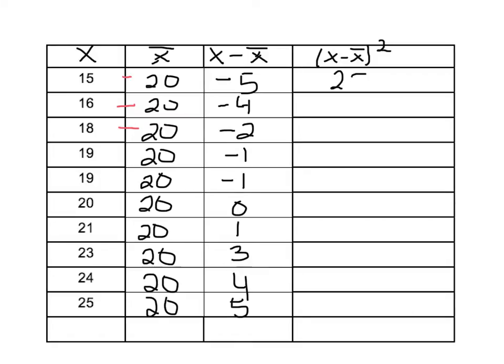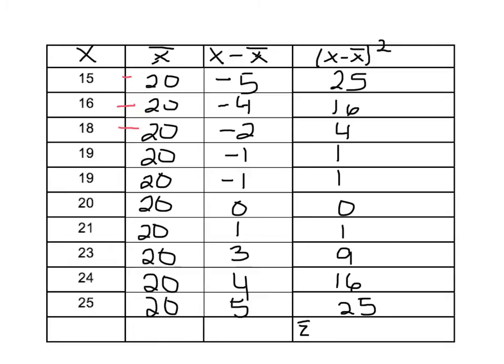And then I'm going to square the number that is here, the x minus the mean. So negative 5 squared is 25, negative 4 squared is 16, negative 2 squared is 4, and so on. And we continue down until we get to the bottom. So all of these will end up being positive numbers, which will allow you to add them together. And that's part of the reason why we square it, so we can get a positive.